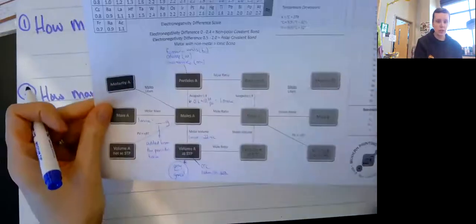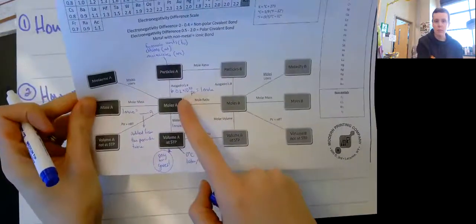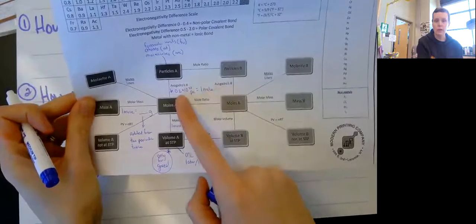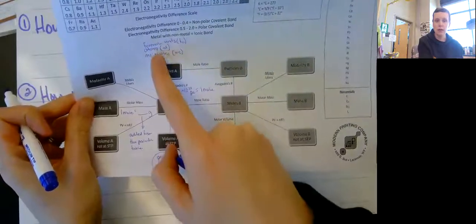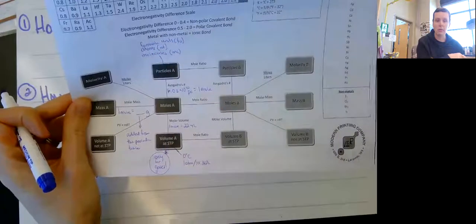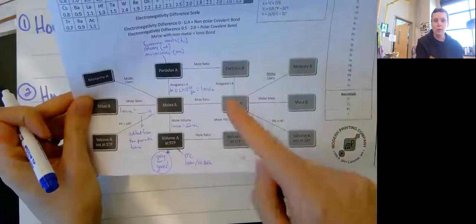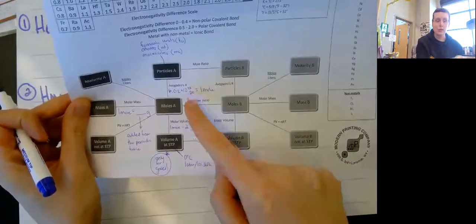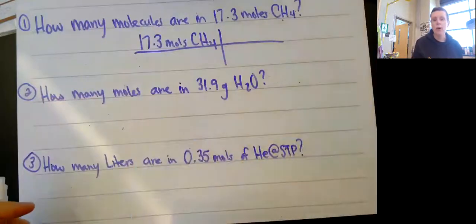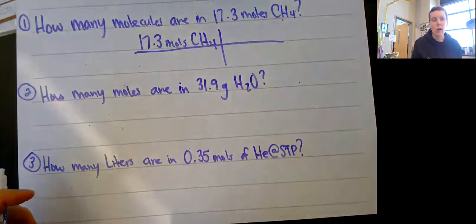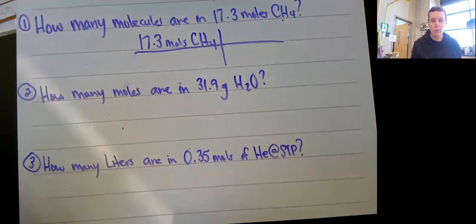My conversion factor is Avogadro's number. 1 mole equals this many, in this case, molecules, because we're talking about a covalent compound, of CH4. 1 mole has 6.02 times 10 to the 23rd molecules. Well, where do I want to put 1 mole? Always ask yourself that.